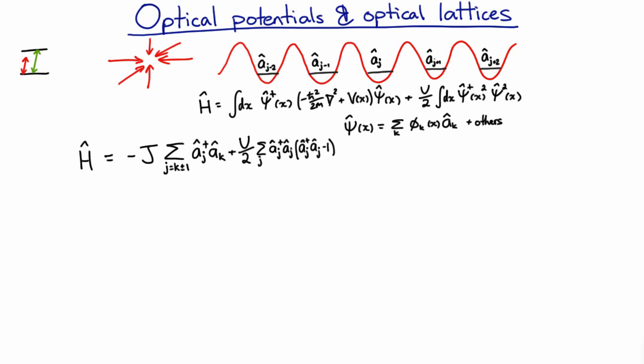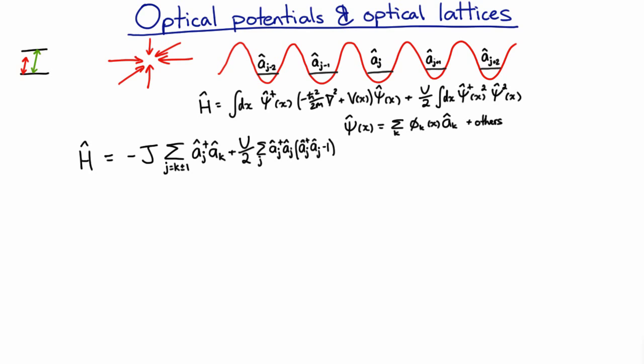And the reason we've gone for this n(n-1) form rather than the a dagger squared a squared form is I wanted to set the zero of the energy such that if you have precisely one particle in each well, then you don't have any nonlinear terms. In other words, one particle doesn't really interact with itself. But if you have two particles, then we'll have U amount of interaction energy between them, and then from then on, as you have n particles, it goes up as n squared.